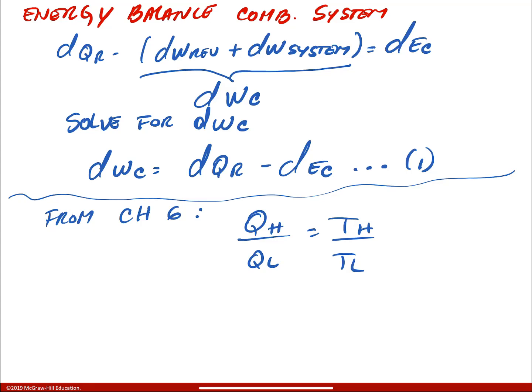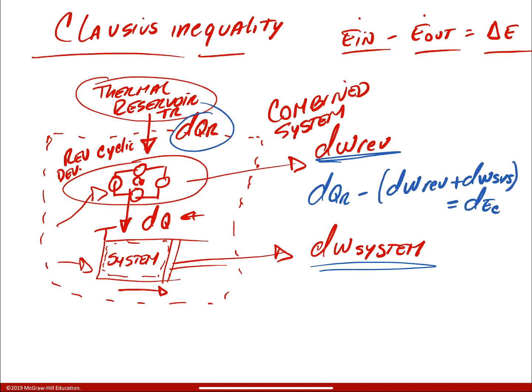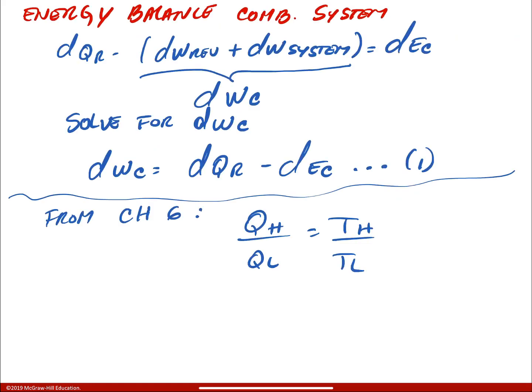But now, how do I relate this whole thing with what I have? Let me just go back to the picture. Okay, so now my QH is actually QR, and my QL is actually Q by itself. TH is now TR, and TL is T. So if I use the equation from last chapter and I convert that into the new chapter, I will get something like this: differential of QR over differential of Q equals TR over T.